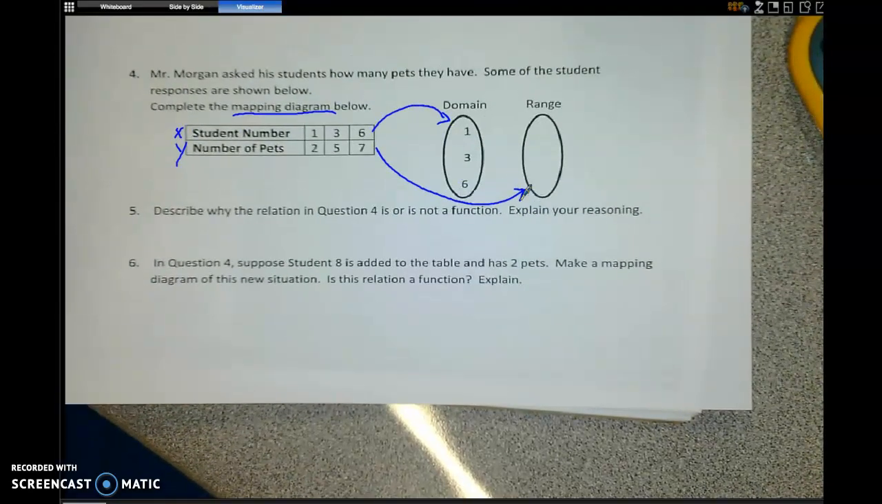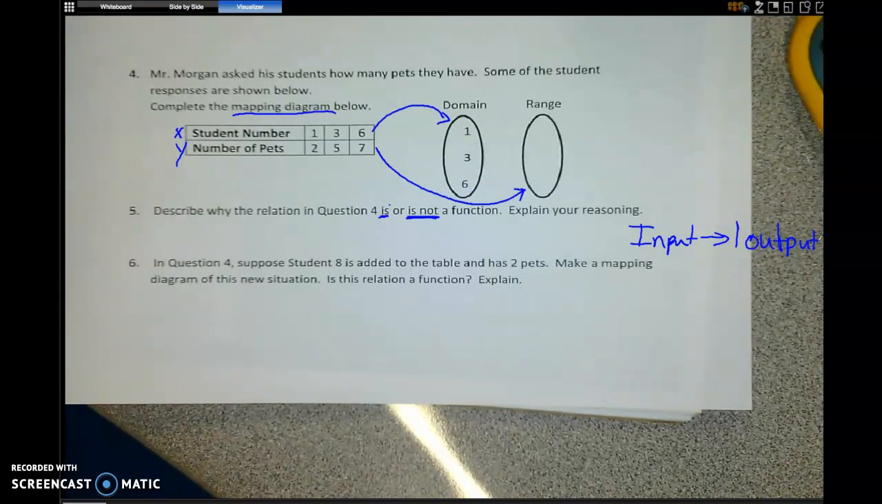Okay? Number 5, describe why the relation in question 4 is or is not a function. So you're going to say either it is or is not. Okay? So it is a function because, or it is not a function because. Remember, you are looking for if each input, making sure it only has one output.